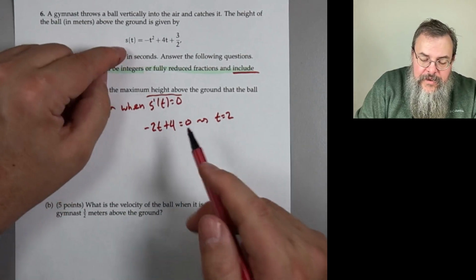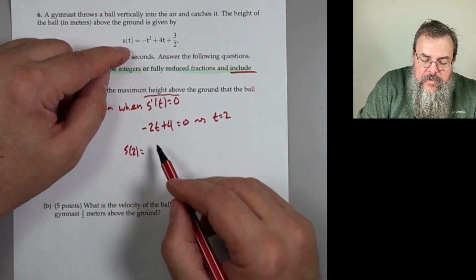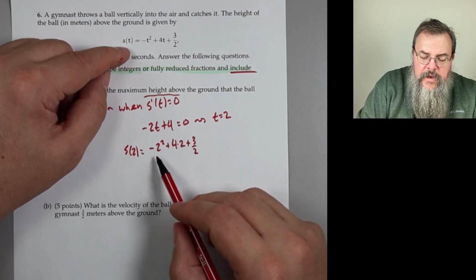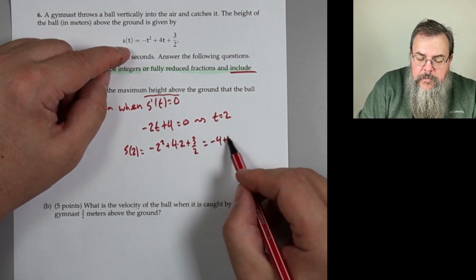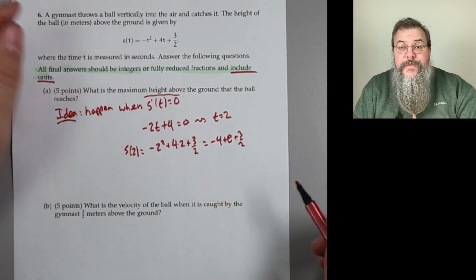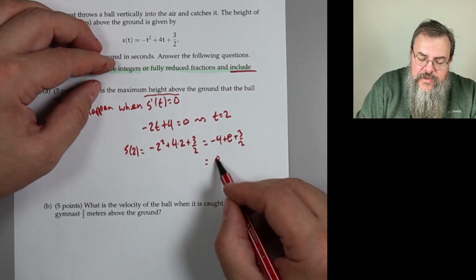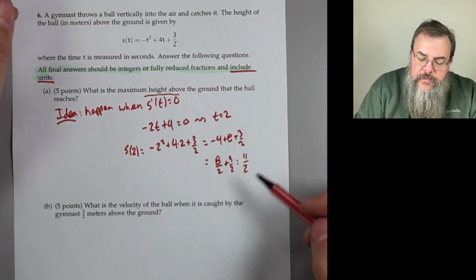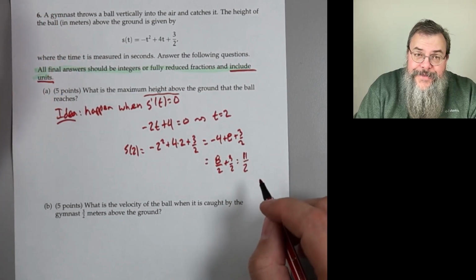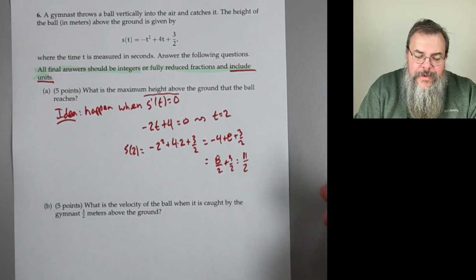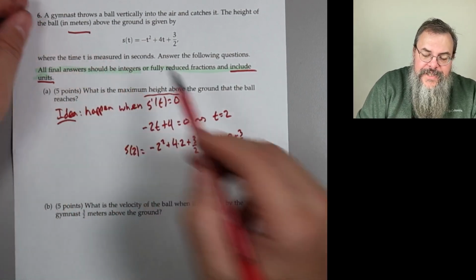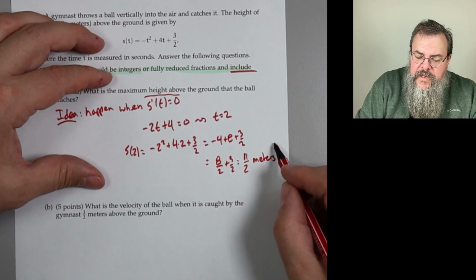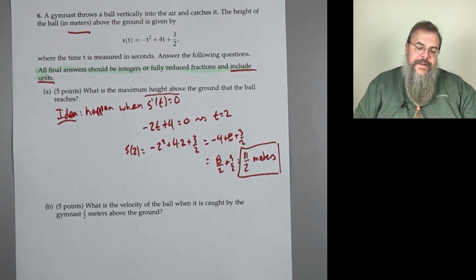Okay, so how do we get a height? We plug in. So s of 2 is minus 2 squared plus 4 times 2 plus 3/2. All right, minus 4 plus 8 plus 3/2. Minus 4 plus 8 is 4. So 4 is also known as 8/2 plus 3/2. That's 11/2. And that's a fully reduced fraction. Okay, great. Almost our answer. What do we need? Units. Well, what units do we have? Meters. That's the height. We're looking for a height. So we put 11/2 meters. And there we go. Okay, great.